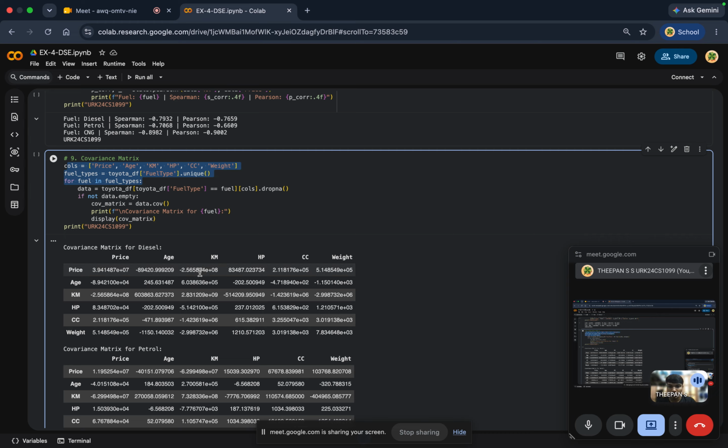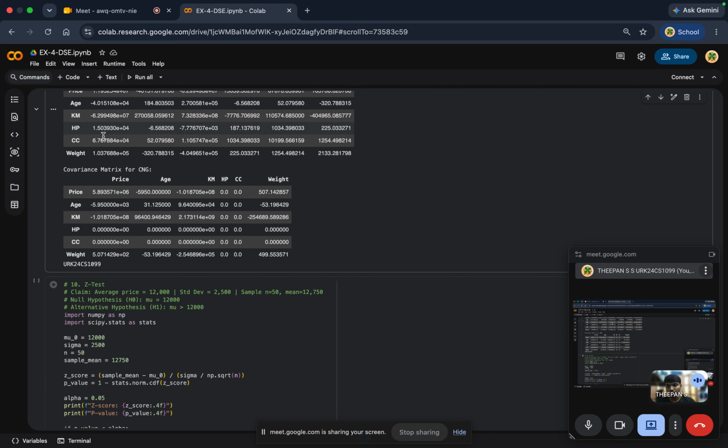How the code works is it executes data.cov on the selected columns for each fuel group. What does that mean? The diagonal elements show the variance of each variable, while the off-diagonal elements show the covariance. A negative value between price and age or km indicates an inverse relationship, whereas a positive value between price and weight or hp shows that heavier, more powerful cars have a higher price. Simple. We can see the output here.